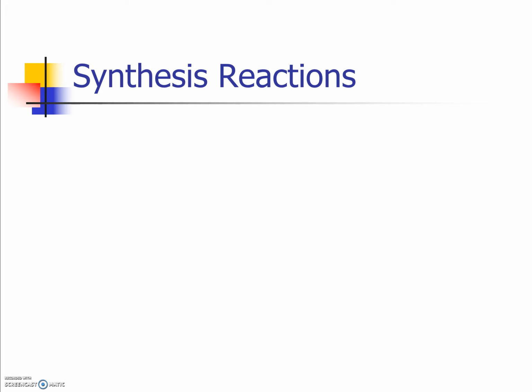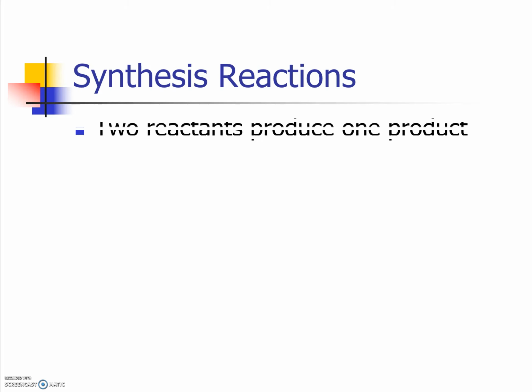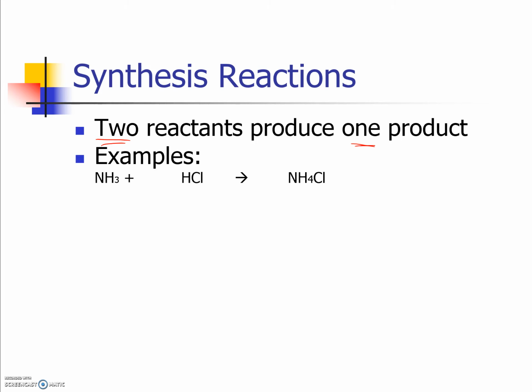The first one we have is a synthesis reaction. In a synthesis reaction, we have 2 reactants, and it makes 1 product. That's our key thing that we're going to look for. I'm also going to start showing you how to balance equations and what we look for when we do that. An example we have here is NH3, which is ammonia, plus HCl, which is hydrochloric acid. It's going to form ammonium chloride.